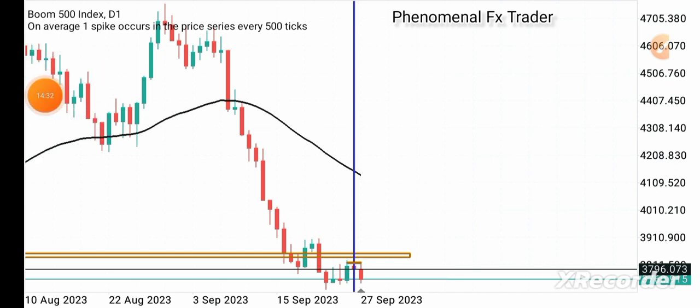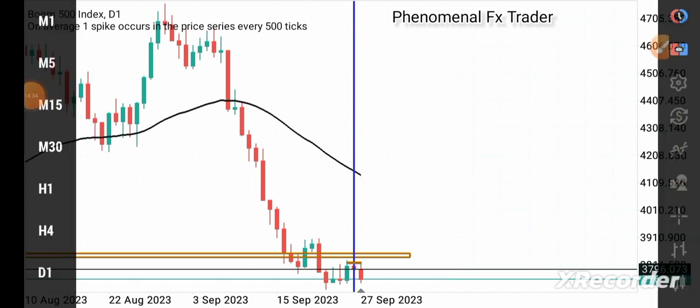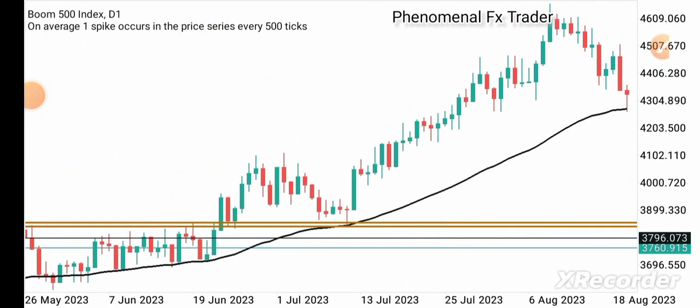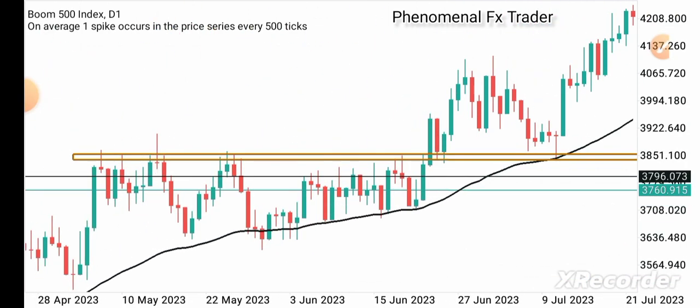Time is too long. First of all, you go to the daily time frame. You mark out your key level. Key level, remember, is a region where the market has reacted as both support and resistance.